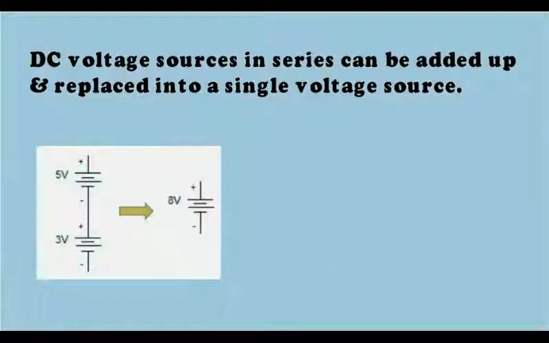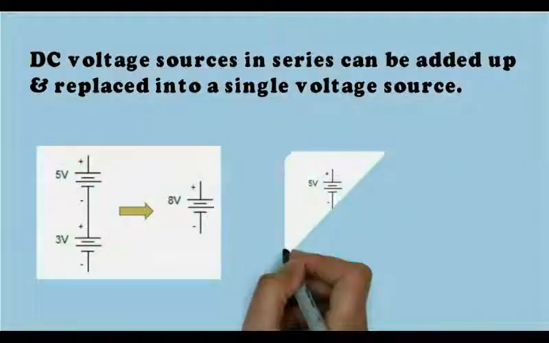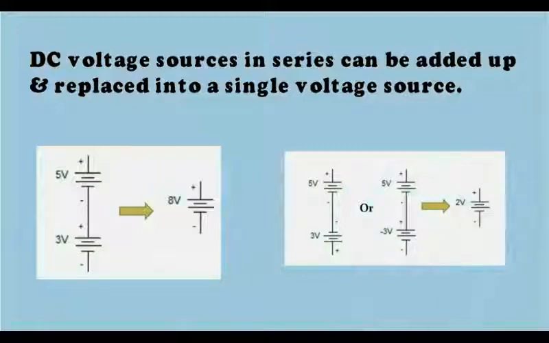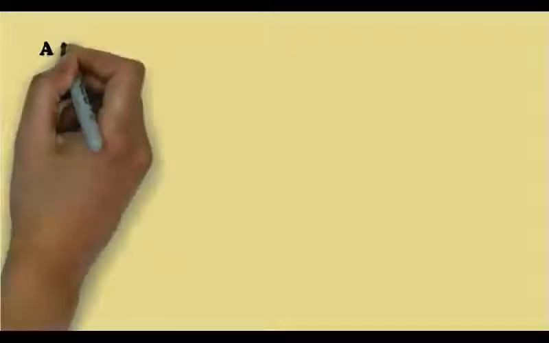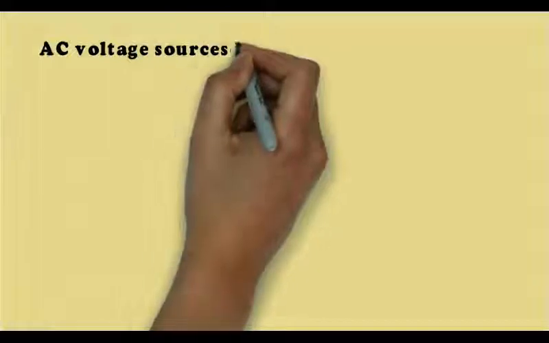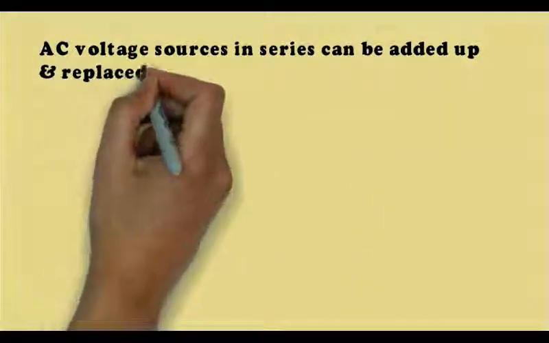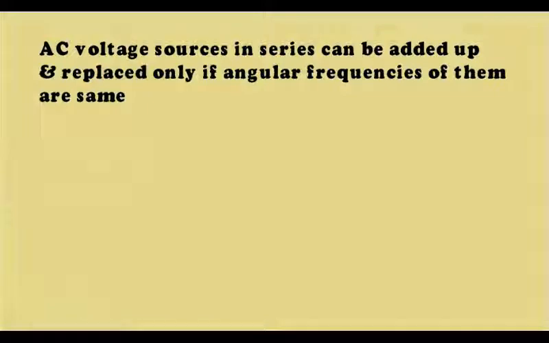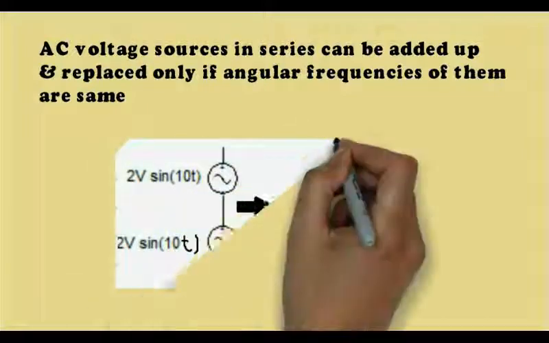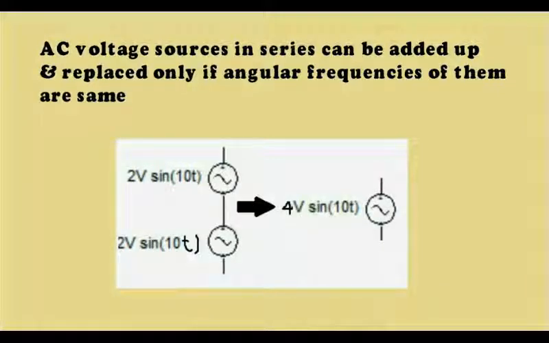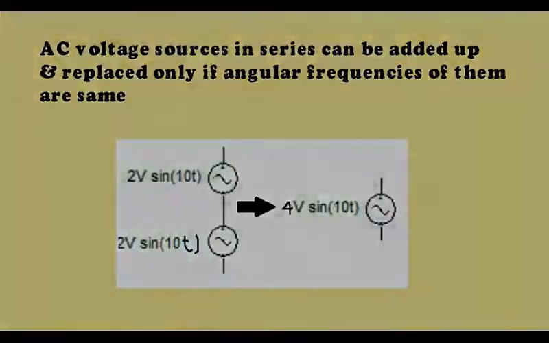Like 5-volt and 3-volt batteries are added up according to their polarities and replaced by a single battery that is 8-volt. Similarly in the next example, multiple AC voltage sources are added and replaced into a single voltage source if and only if they are operated on same frequencies. Here there is an example in which two AC voltage sources with same omega, that is 10, are added up and replaced into a single voltage source that is 2 sine of 10t.